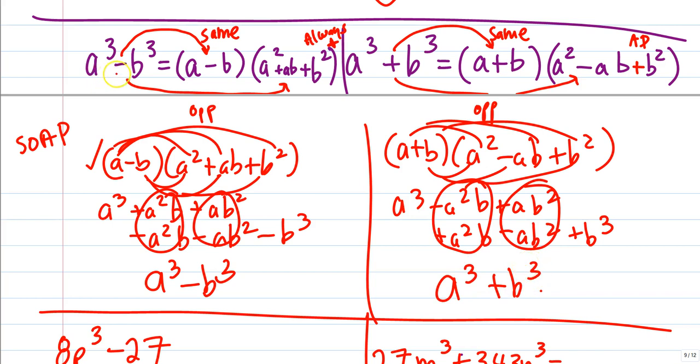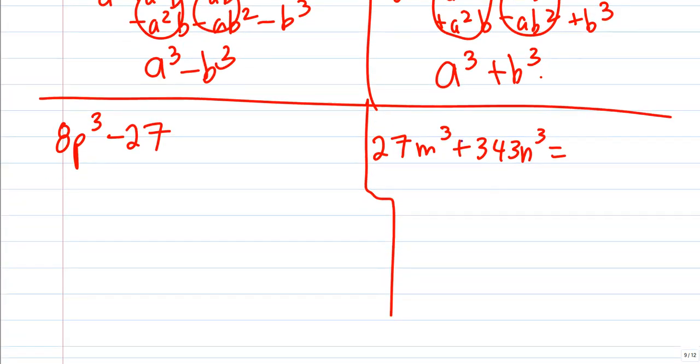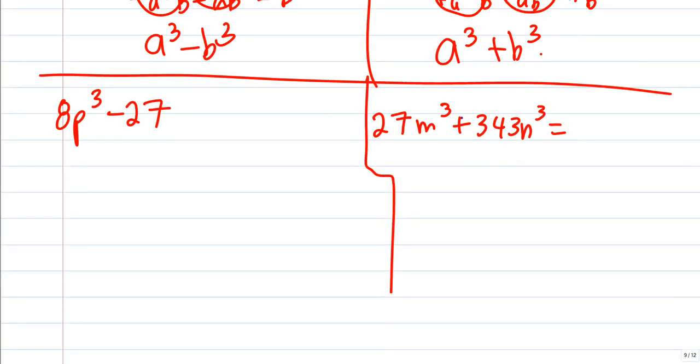So if it's a minus, the first group is the same. The middle has to be opposite, so everything zeroes out. If it's a plus, the first group is the same. The middle is opposite, once again, so it all zeroes out. Let's apply this. Let's apply it, like I said, and then we'll be done with the notes. The last two examples here.